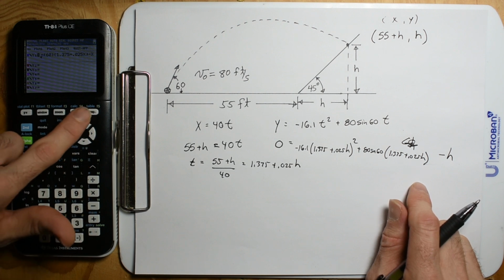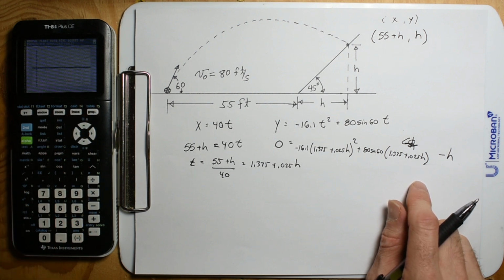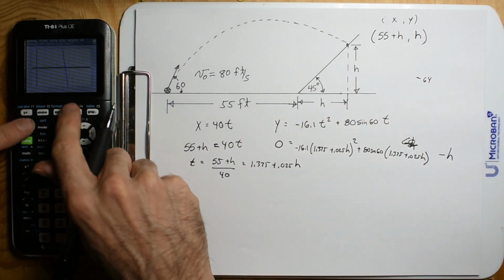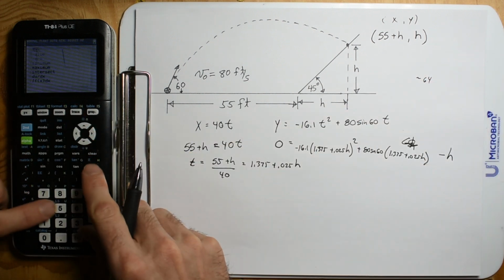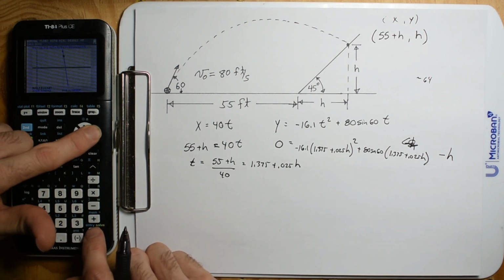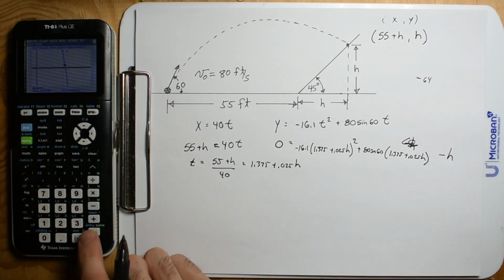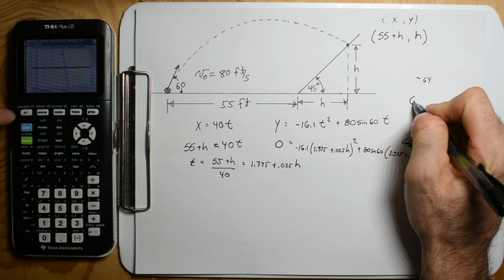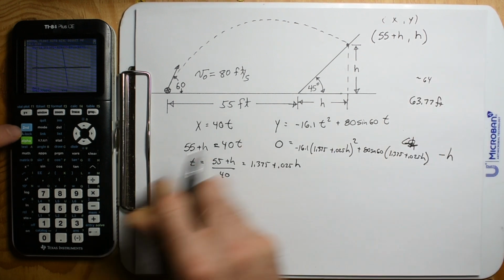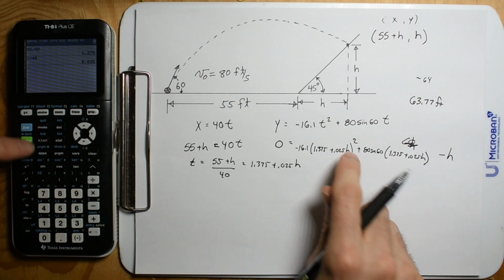Alright, sweet. So now I'm going to graph that. Hopefully, somebody was saying it was pretty close to 64. So I'm going to go value 64, 0, left bound, right bound. Okay, and we get 63.77 feet.